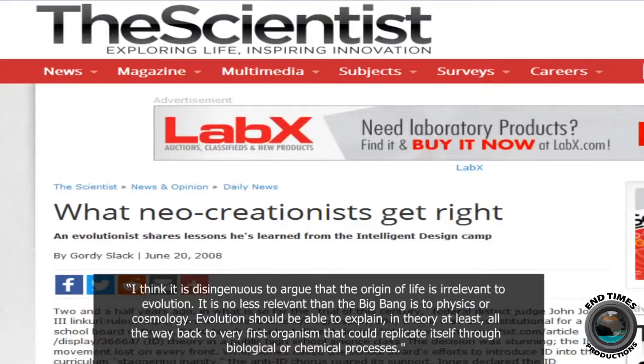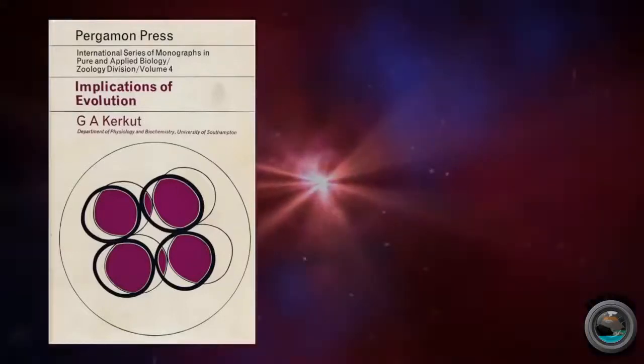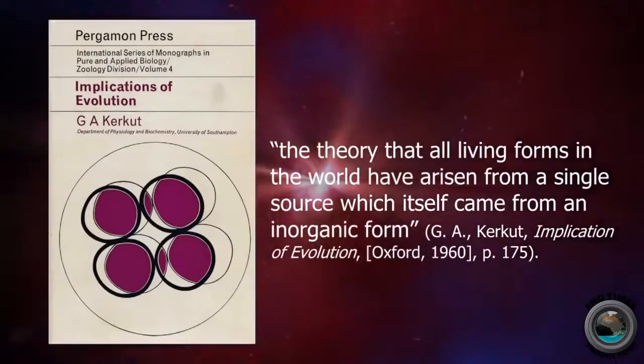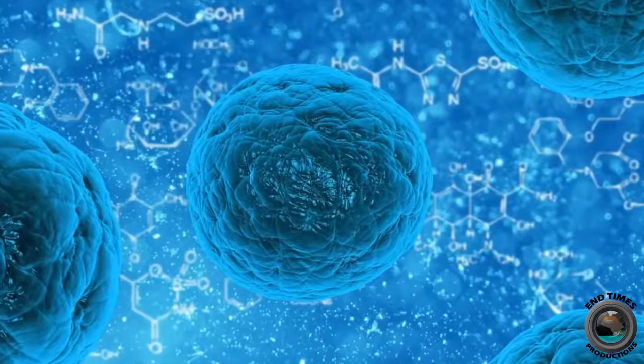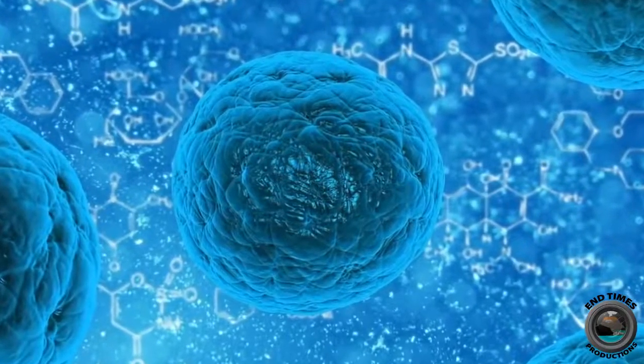I think it is disingenuous to argue that the origin of life is irrelevant to evolution. It is no less relevant than the Big Bang is to physics or cosmology. Evolution should be able to explain, in theory at least, all the way back to the very first organism that could replicate itself through biological and chemical processes. Likewise, zoologist and physiologist Gerald Kirkett defined the general theory of evolution as the theory that all living forms in the world have arisen from a single source, which itself came from an inorganic form. Hence, the erroneous nature of abiogenesis does have an impact on evolutionary theory, despite claims to the contrary.